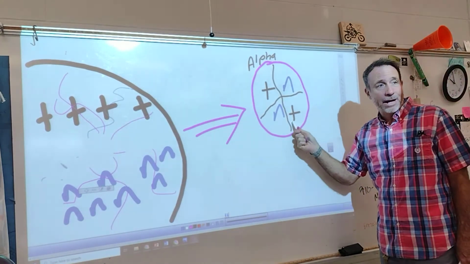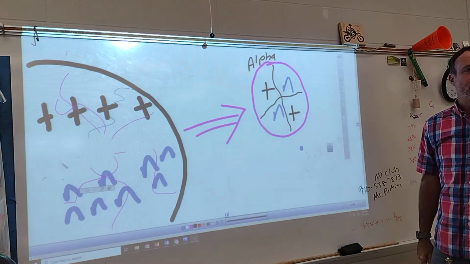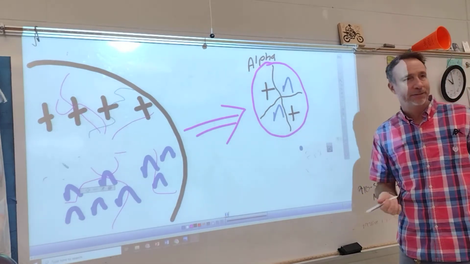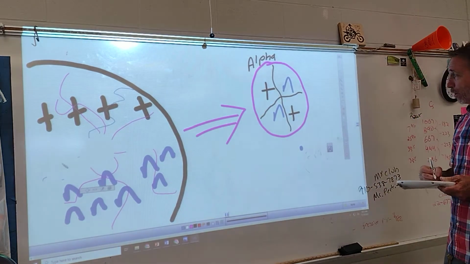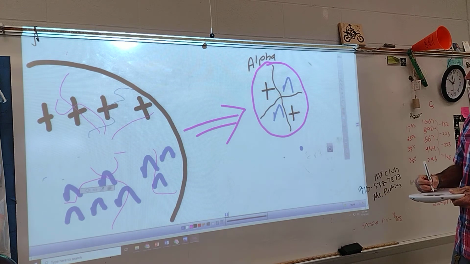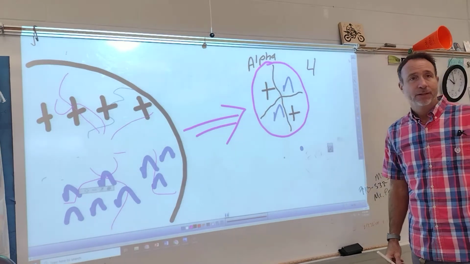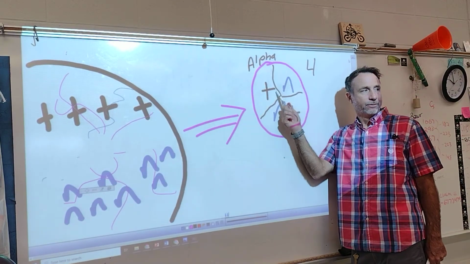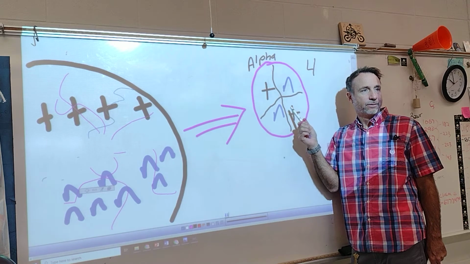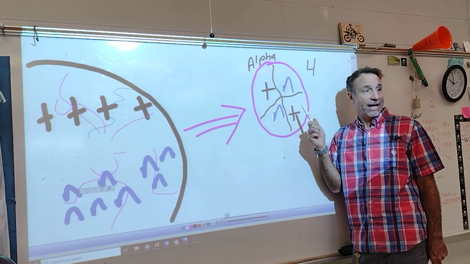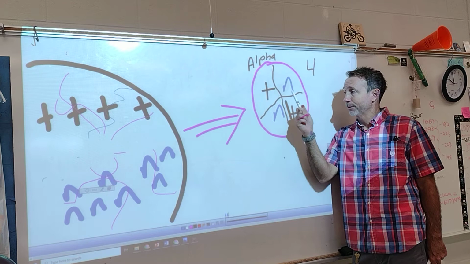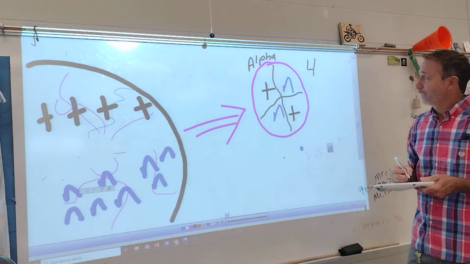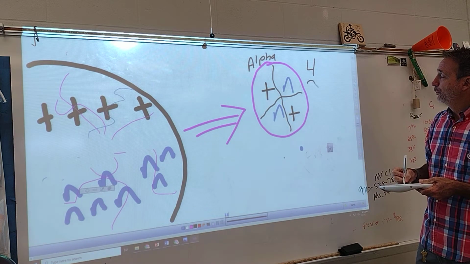And let's talk about it. How much would this alpha particle weigh if we weighed it? That's right, it would weigh 4. It would have a mass of 4. Everybody agree with that? What's the atomic number of this alpha particle? How many protons does it have? 2. So it's 4 over 2.